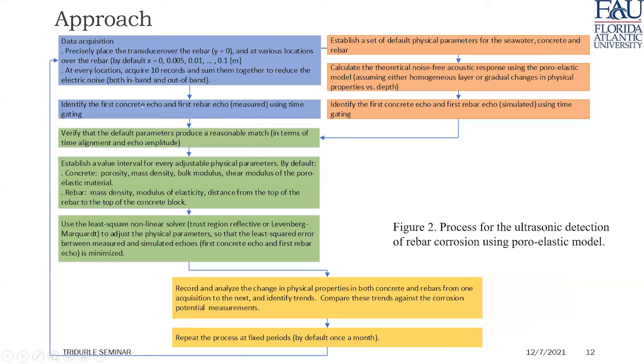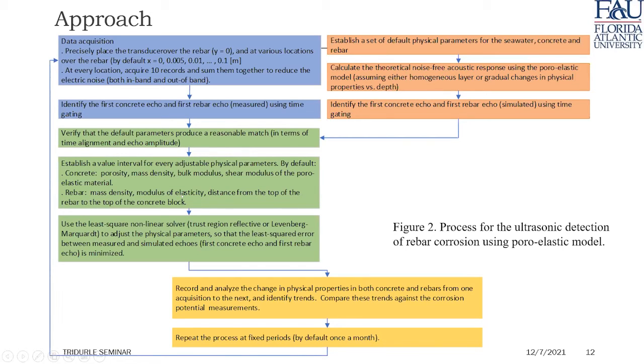Then we identify the first concrete echo and rebar echo using time gating. And then at the same time, using a set of default parameters, we run our BO model to create artificial signals. And we are going to isolate again the first concrete echo and the first rebar echo and verify that measurement and simulation produce reasonably similar results.